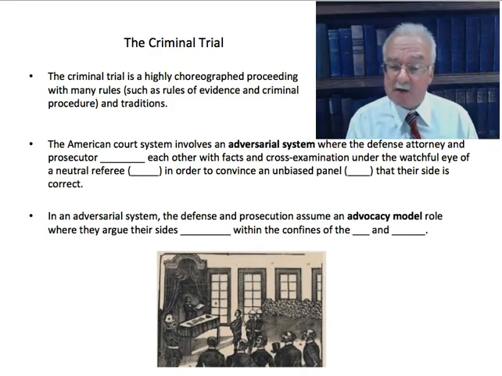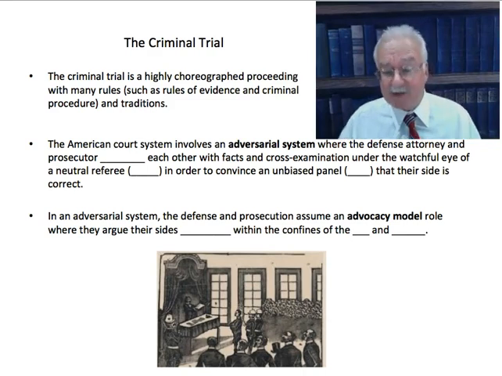Now, the American court system involves an adversarial system where the defense attorney and the prosecutor battle each other with facts and cross-examination under the watchful eye of a neutral referee. And who might that be? The judge. In order to convince an unbiased panel that their side is correct. And that panel, of course, is the jury.